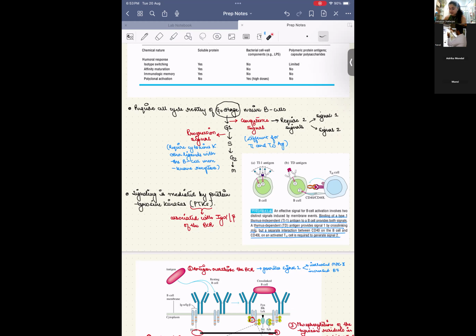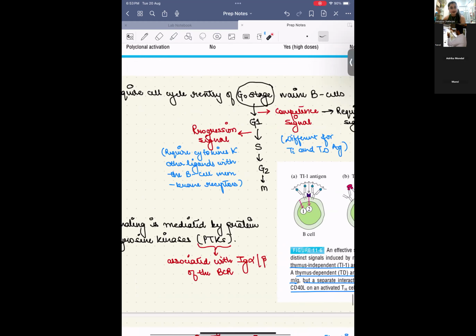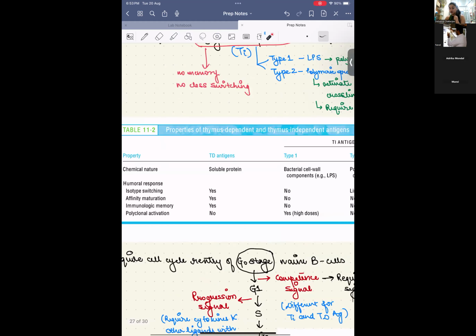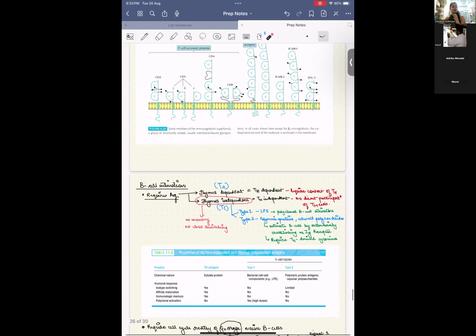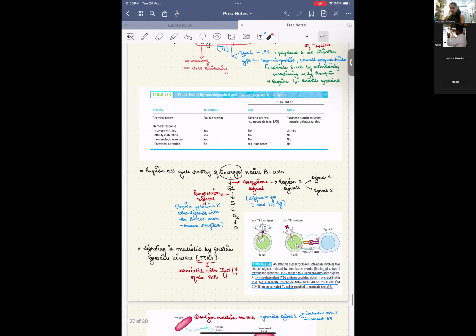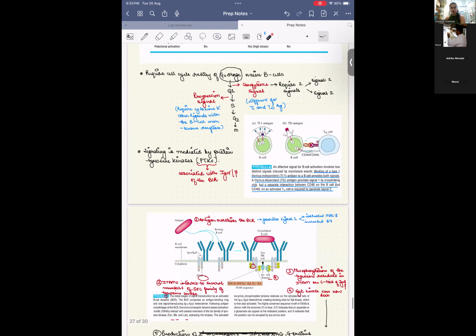For the progression signal, the G1 to S phase transition, this is similar for your TI and TD antigens. Both depend on whatever cytokine is present in the near vicinity, and the ligands that bind to the B cell membrane receptor. So when I say B cell membrane receptors, we're essentially talking about all these cell receptors. All based on this interaction, we have the progression signal happening.